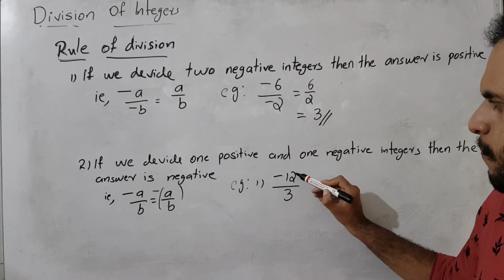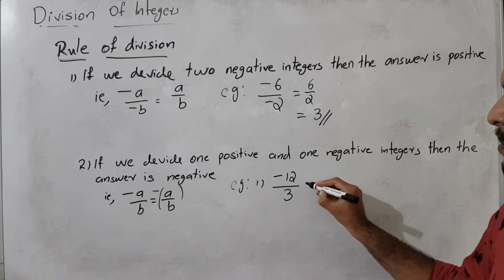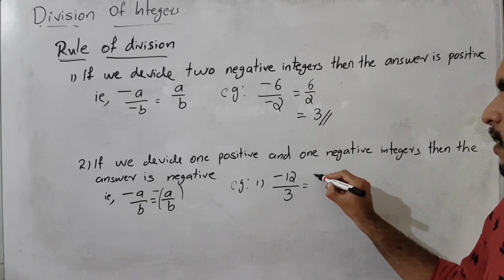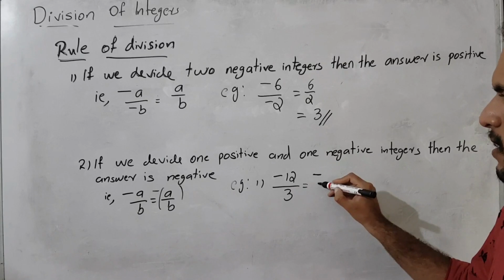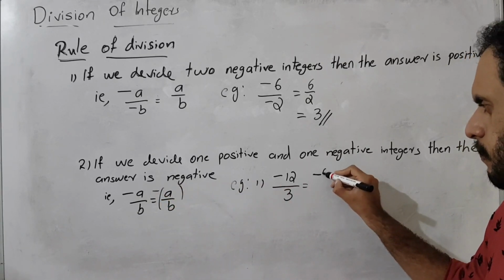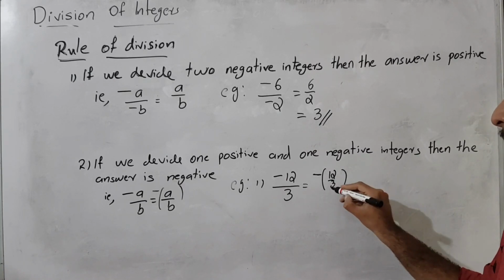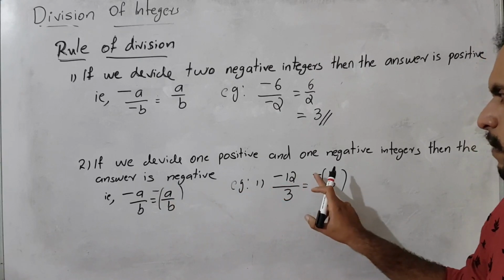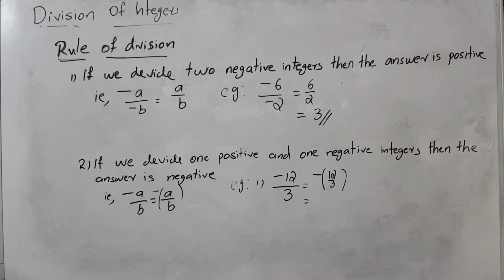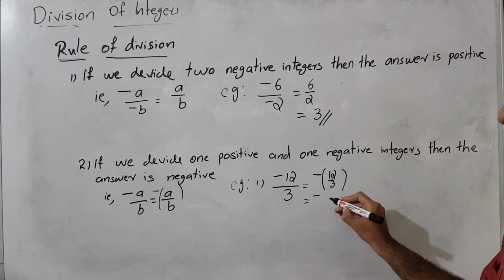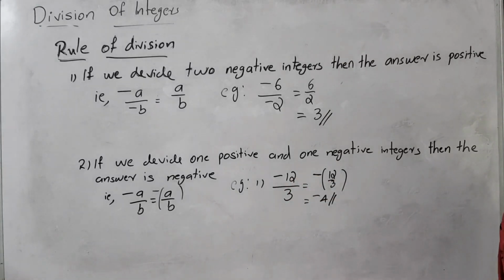Here we are dividing one positive and one negative, so the answer is negative. We know the answer is negative, so we write that first. Then minus 12 by 3 is equal to minus of 12 by 3. What is 12 by 3? 12 by 3 is equal to 4. So minus 12 by 3 is equal to minus 4.